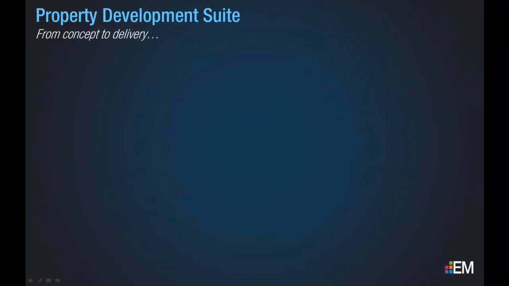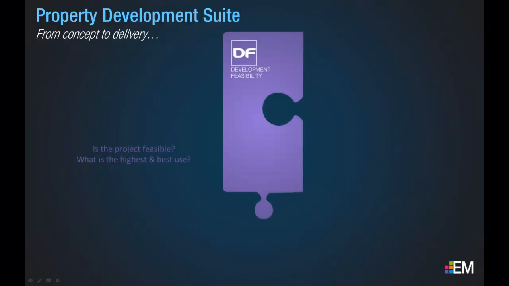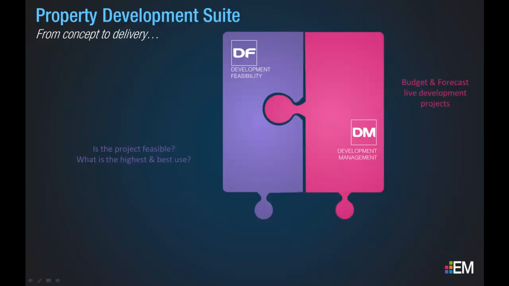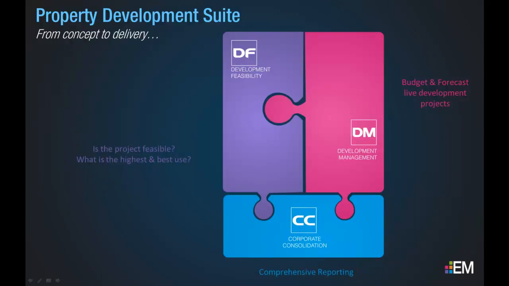The EstateMaster Property Development Suite comprises Development Feasibility, DF, to determine a project's viability and its highest and best use, Development Management, DM, for budgeting and forecasting live development projects, and Corporate Consolidation, or CC, your key portfolio management tool providing easy access to reports, dashboards, and visual access to all your cash flows in DF and DM.